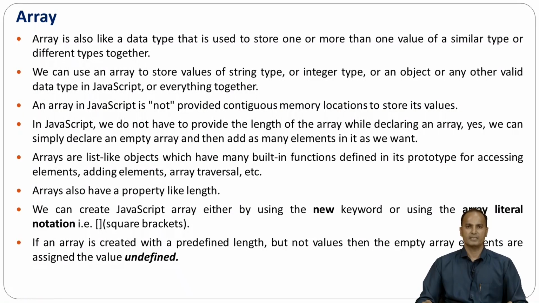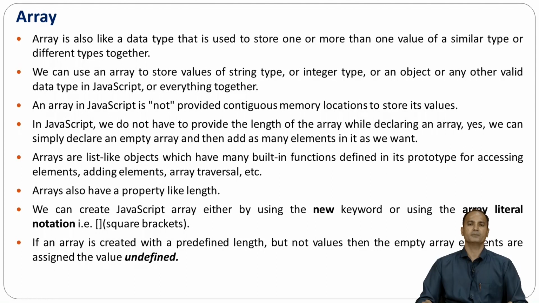Now what is an array? An array is also a data type that is used to store one or more values of a similar type or different types together. We can use an array to store values of string type, integer type, an object, or any other valid data type in JavaScript, or everything together.